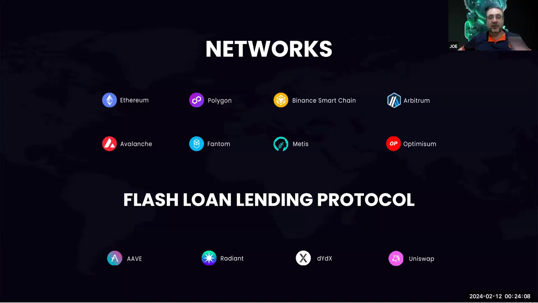Flash loan lending protocols. These are the companies that we will be generating the flash loans from. Currently, we are working specifically with Aave. But again, as we move through the various stages, we will be engaging with Radiant, DYDX, and Uniswap. Between these four companies, you will have access to billions of dollars of funding for you to be able to trade with.